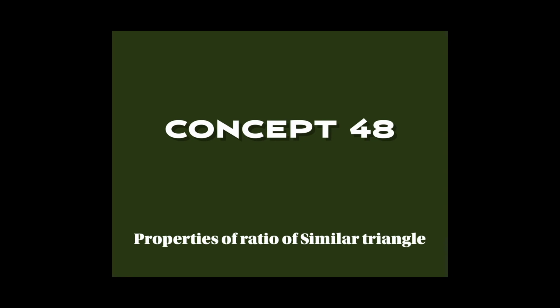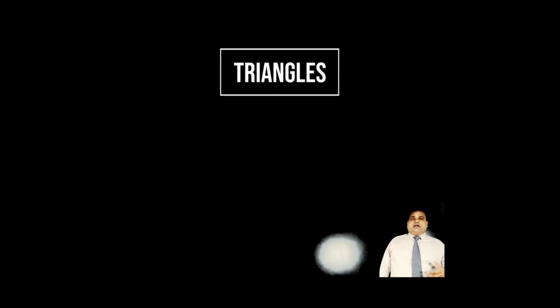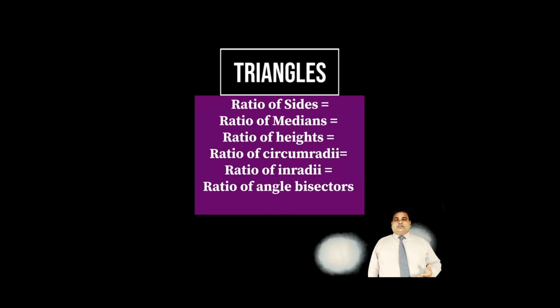Concept number 48, again an interesting concept, one of the unique properties of similar triangles. Once we prove that two triangles are similar, their ratio of sides will always be equal to the ratio of medians, the ratio of heights, the ratio of circumradii, the ratio of inradii, and also the ratio of angle bisectors. So this is again a unique property.